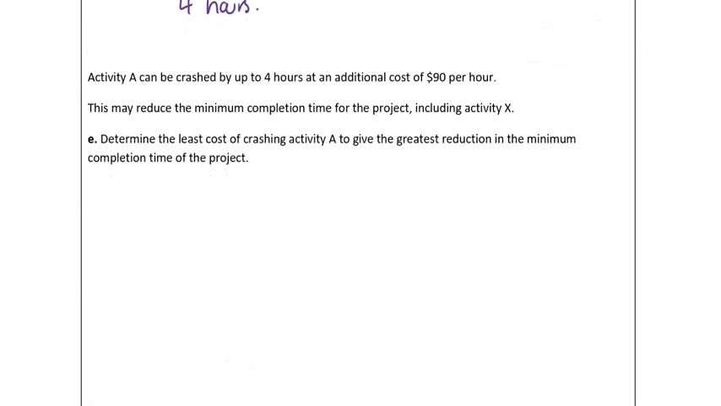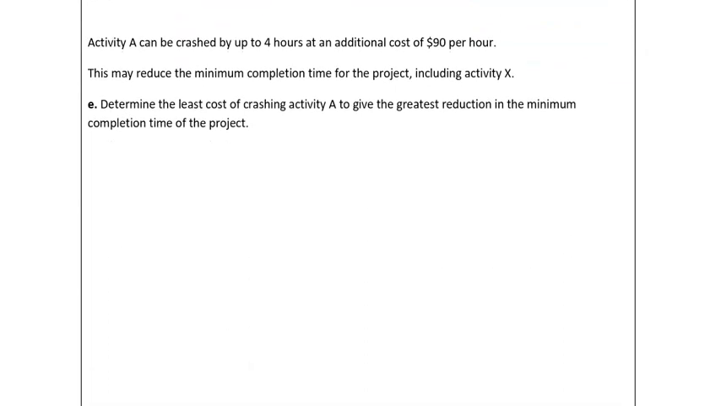Okay, now moving on to some crashing. Activity A can be crashed by up to 4 hours at an additional cost of $90 per hour. This may reduce the minimum completion time of the project, including activity X. So it's including that additional edge. Determine the least cost of crashing activity A to give the greatest reduction in the minimum completion time of the project. So this means we may not want to reduce by all of those 4 hours.